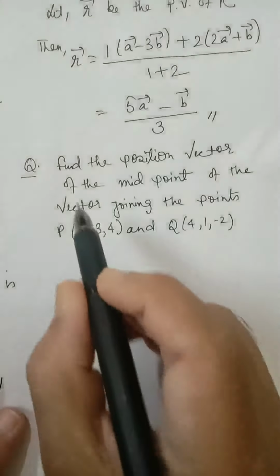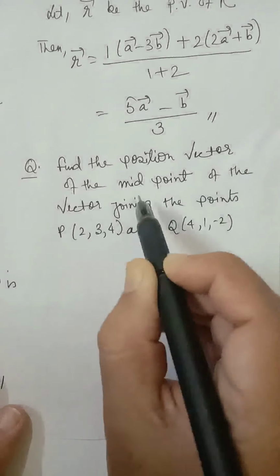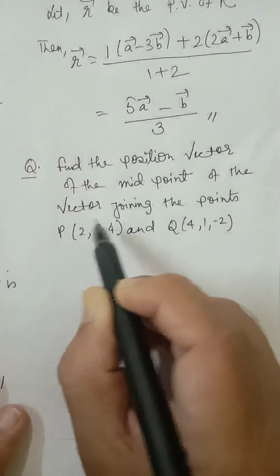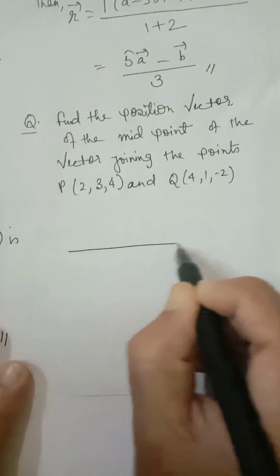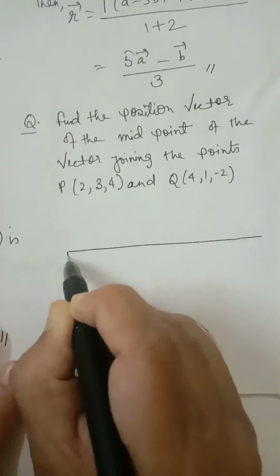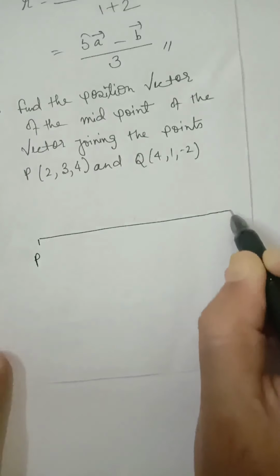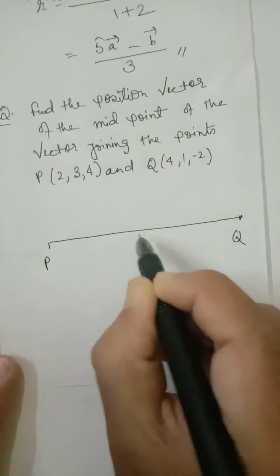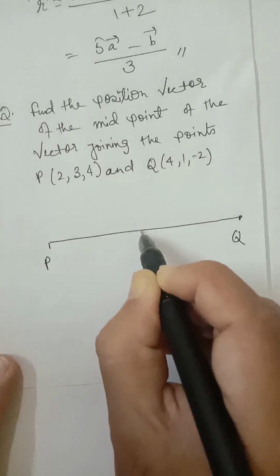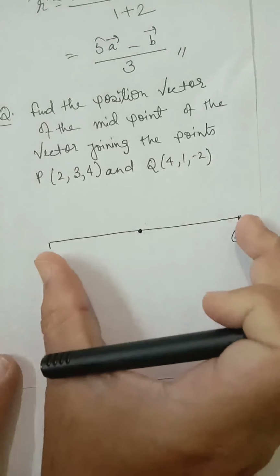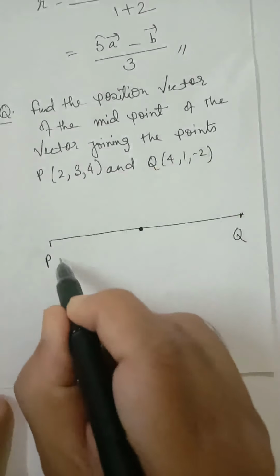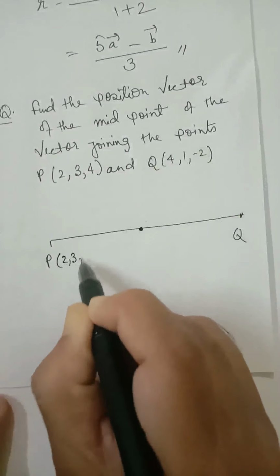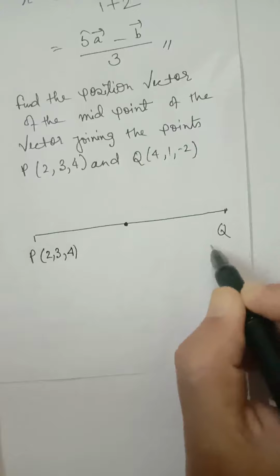Next question is, find the position vector of the midpoint of the vector joining the points P and Q. So two points are given, one is P, the other is Q. We have to find the position vector of the midpoint of PQ. Given coordinates of P are 2, 3, 4 and coordinates of Q are 4, 1, minus 2.